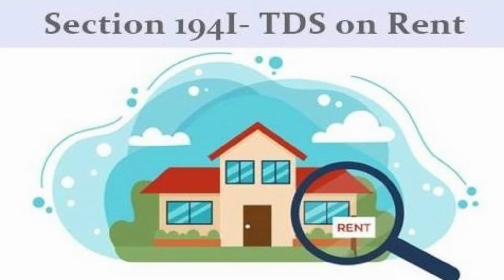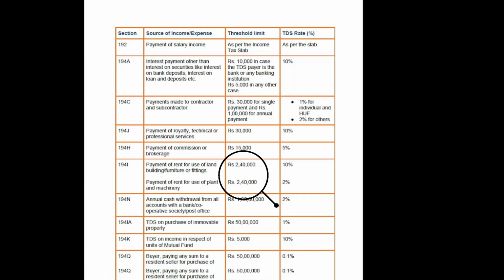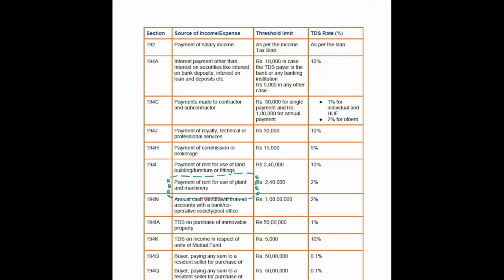The first is the land or building or furniture or fixture which has been given on rent. The threshold limit over here is 2,40,000 and the TDS rate is 10%. For the rent of plant and machinery, the threshold limit remains the same, that is 2,40,000, but the TDS rate has been reduced to 2%.